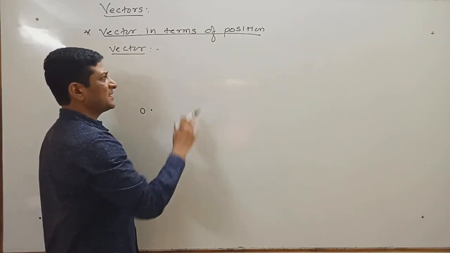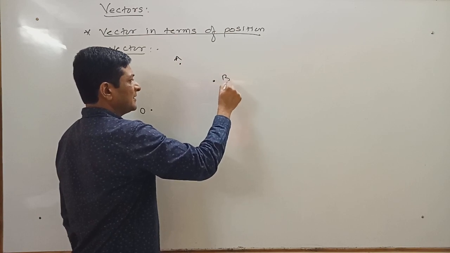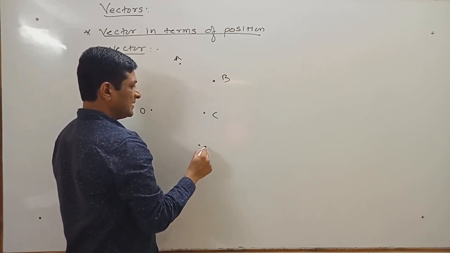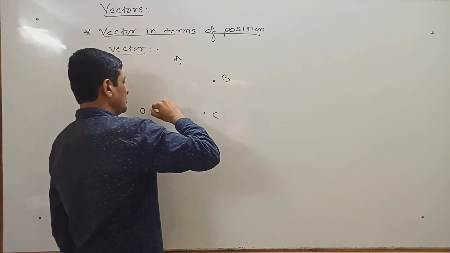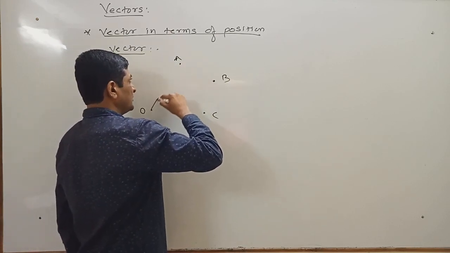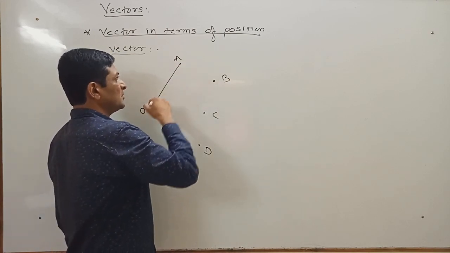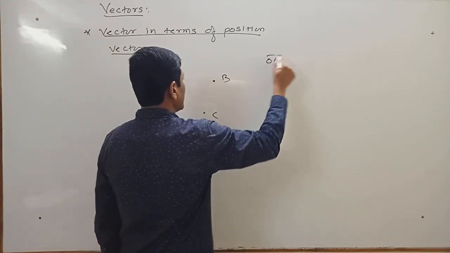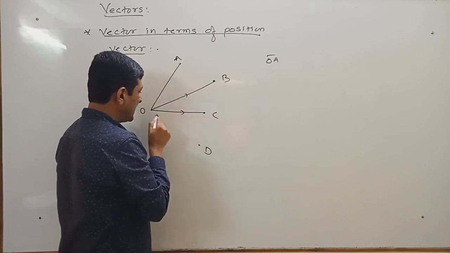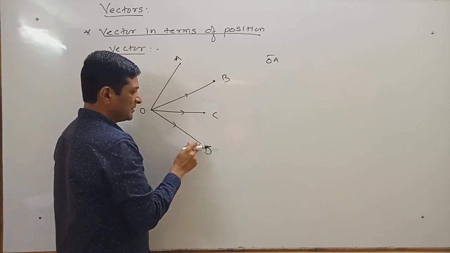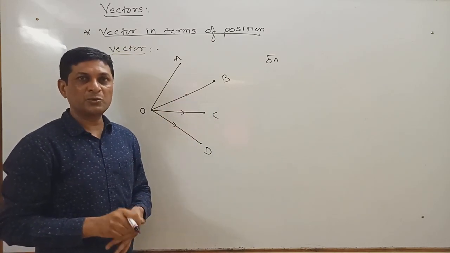Again infinite points are there. From these infinite points let us consider 2-3 points here. Let A, B, C, D be 4 points in this plane. Then position vector of this point A with respect to fixed point O is denoted by OA bar. In the same way, second vector is OB bar, third vector is OC bar, fourth vector is OD bar. This OA bar, OB bar, OC bar, OD bar are called position vectors.